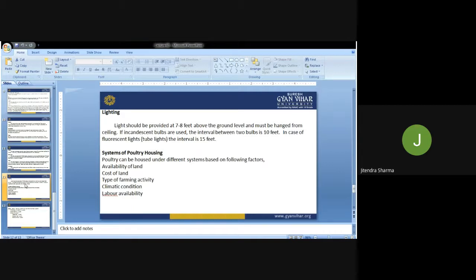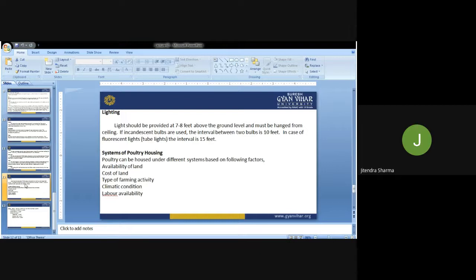Then the type of farming, that is, what kind of activity we are going to carry out there. If we have broilers, we definitely require a different kind of housing. If we are going for layers, for a hatchery, or for breeding houses, then we require a different kind of housing. So the type of farming activity matters. If we are going for duck farming, then a different kind of housing is required. Then the climatic conditions are also very important.